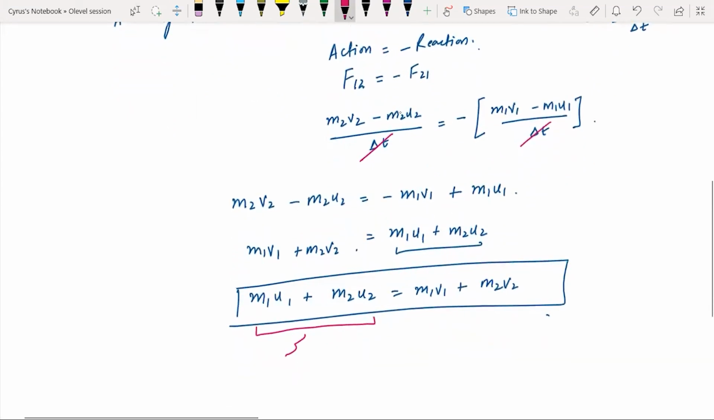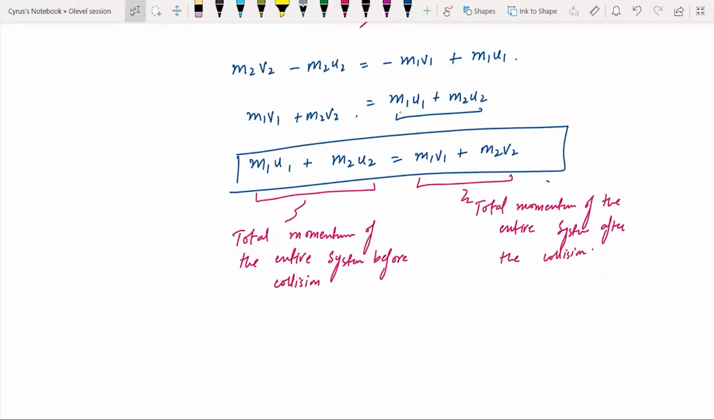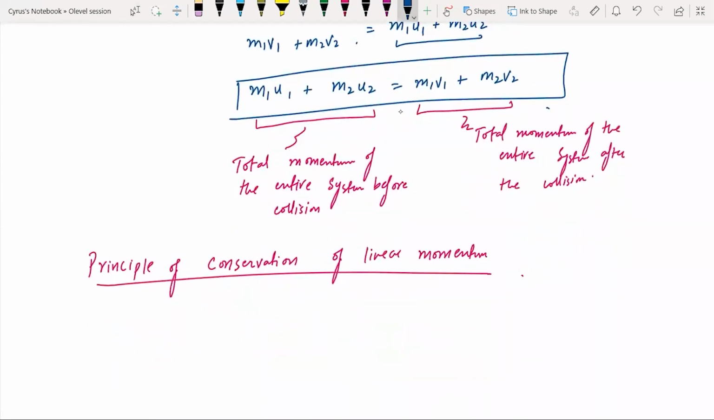ये आपको ये बता रहा है कि टोटल मोमेंटम ऑफ द एंटायर सिस्टम बिफोर कोलिजन is equal to total momentum of the entire system after the collision. Momentum is conserved, and this leads us to the principle of conservation of momentum. The principle of conservation of linear momentum states that the total momentum of the system before collision is equal to total momentum of the system after collision, provided that no external forces act on the system.